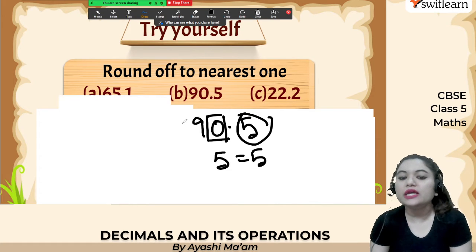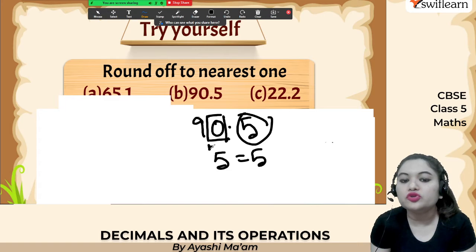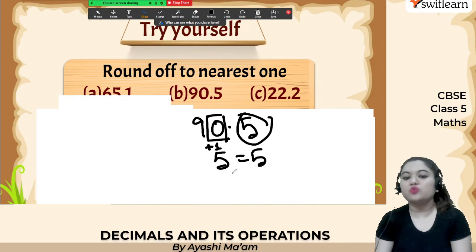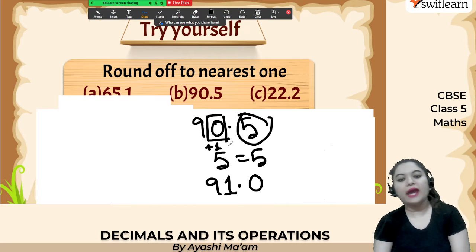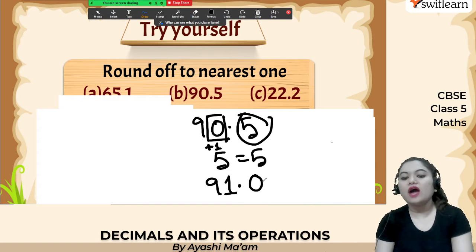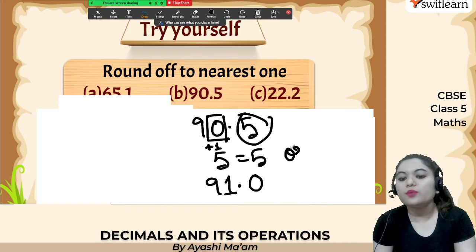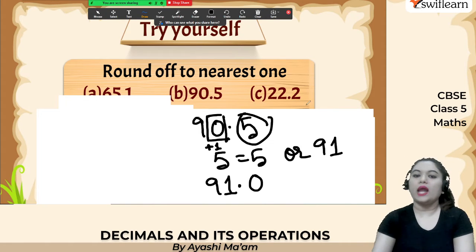So whenever it will be equal to 5, then also you have to do a plus 1 to this ones digit. Okay, so we are doing a plus 1 to this ones digit, and our answer will be 91.0, right? So up to ones you write it down, after that you are supposed to put 0. So your answer is becoming 91.0 or 91.